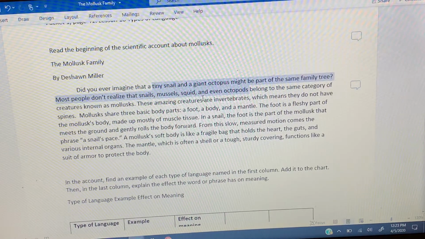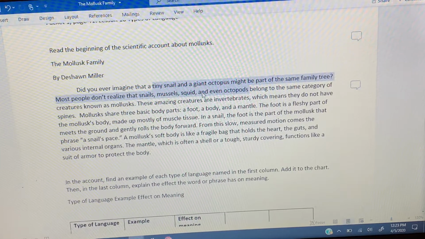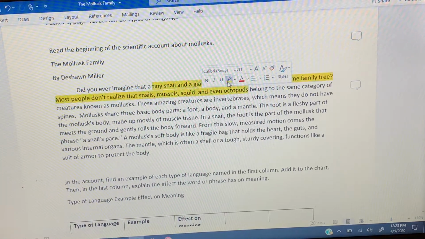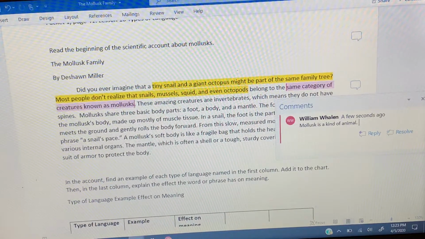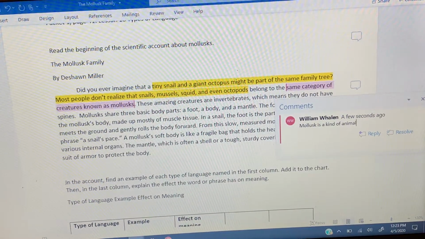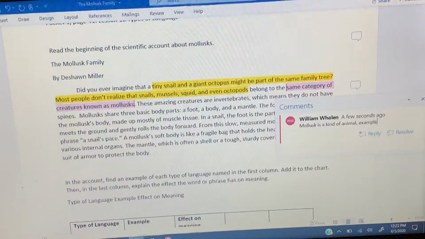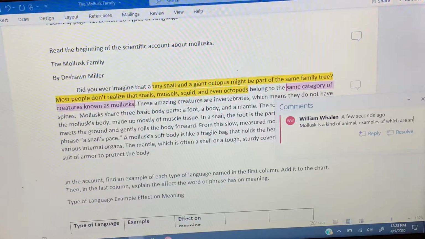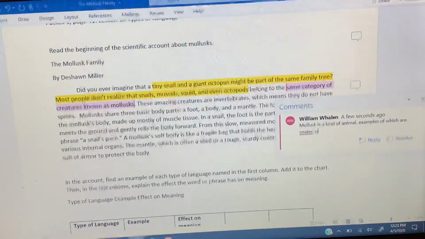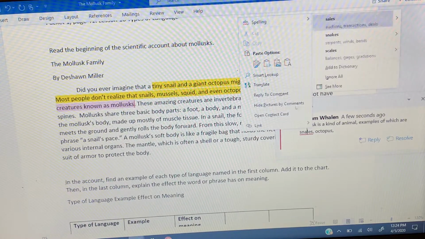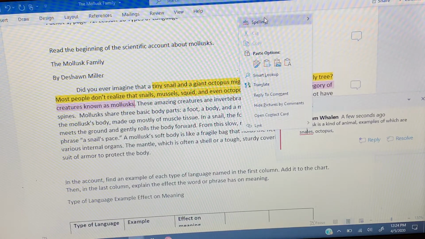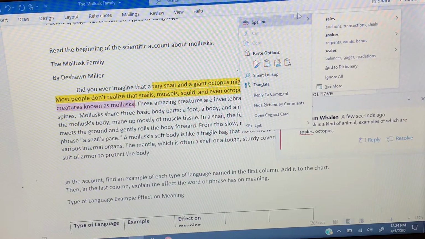So we can add that to our note. So a mollusk is a kind of animal, examples of which are snails, octopus, mussels, squids.